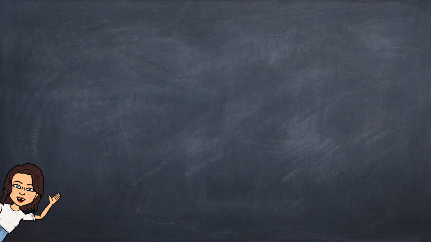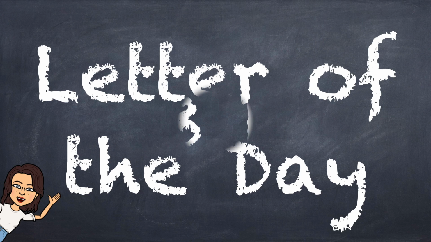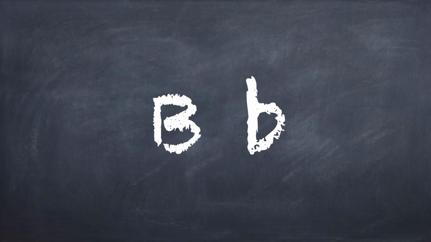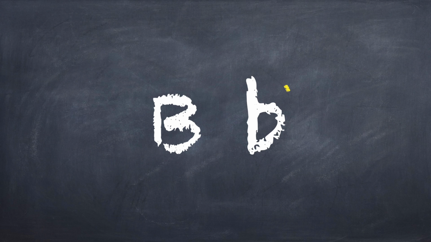Let's start off with our letter of the day. Today's letter is B. This is an uppercase B, and this is a lowercase b. If your name starts with the letter B, then you use the uppercase B to write it. If your name has B in it, but not at the very start, then you probably use the lowercase b.